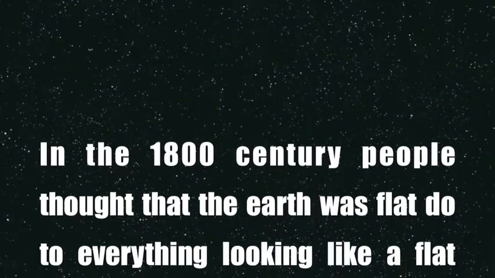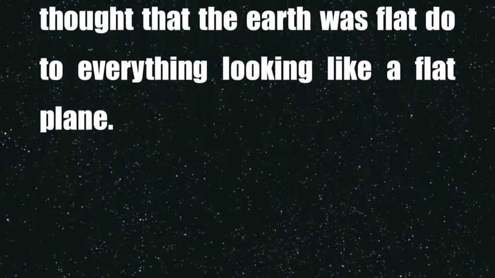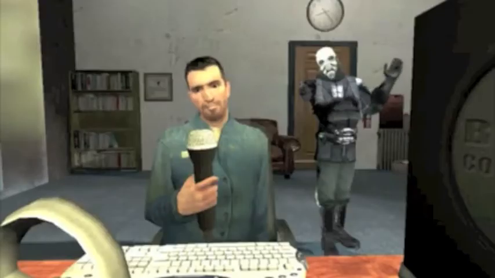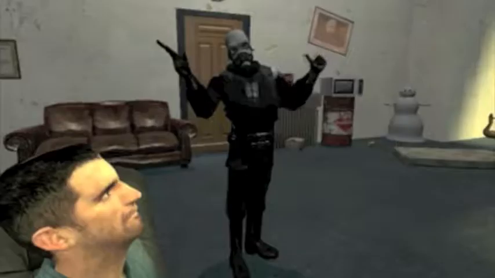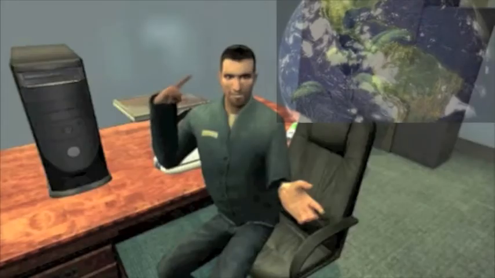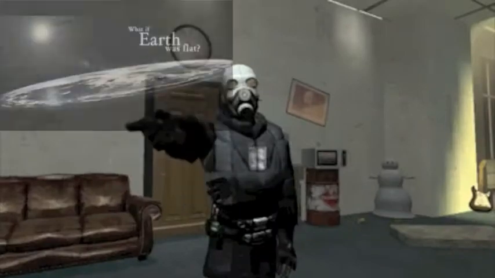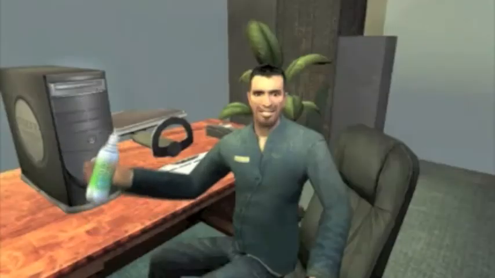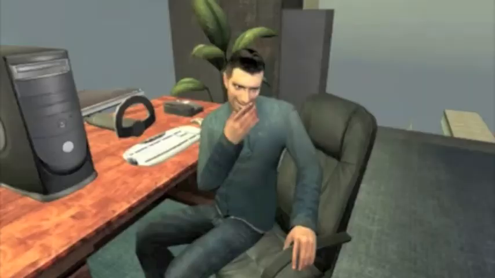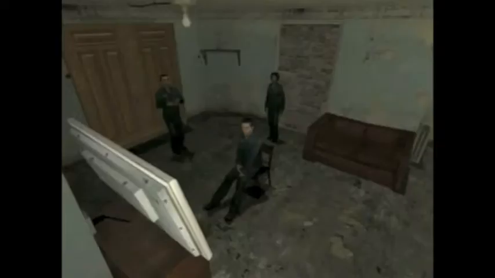In the 18th century, people thought that the Earth was flat due to everything looking like a flat plane. That is incorrect theory due to what the ball is Earth. I know, I was about to say that. Oh well, it's wrong. Like I was saying, Columbus was the first one to define this theory. Enough of that cartoon violence.